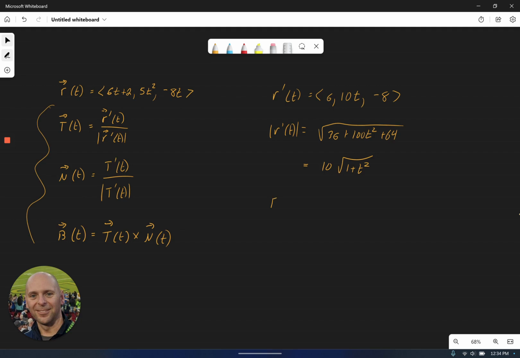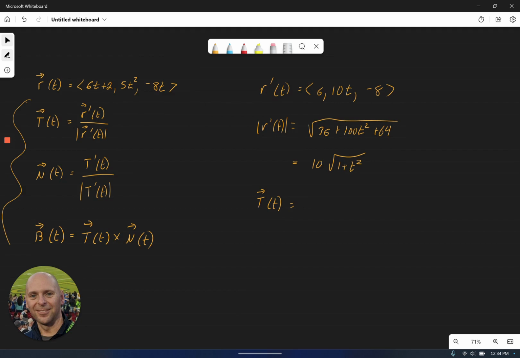So pretty quickly we can get to our unit tangent T. That's going to end up with a vector that looks something like this: 3 over 5 square root 1 plus t squared, t over the square root of 1 plus t squared, and negative 4/5 square root 1 plus t squared. So there we have our unit tangent, and that comes again pretty quickly.